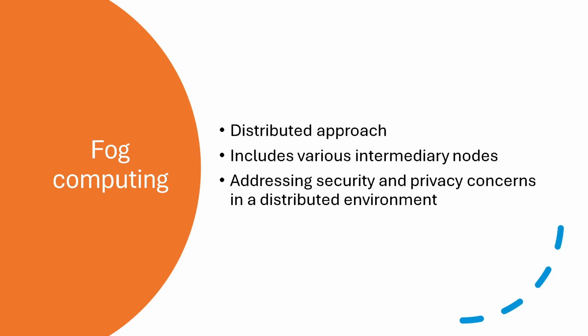Fog computing. Fog computing, as compared to edge computing, involves a more distributed approach. In fog computing, we have various fog nodes, which are routers, gateways, or dedicated servers located between the edge devices and the central cloud. All the data is distributed in these fog nodes.